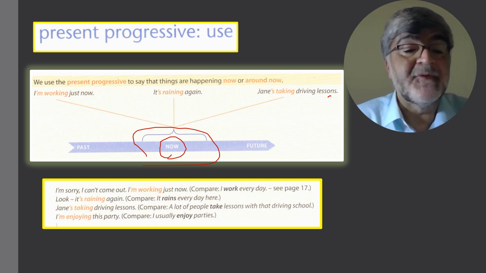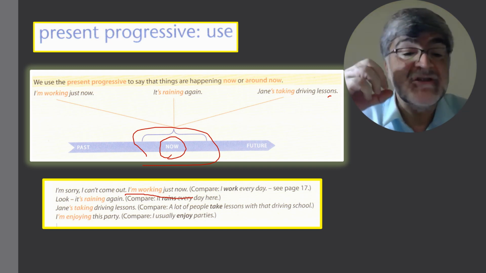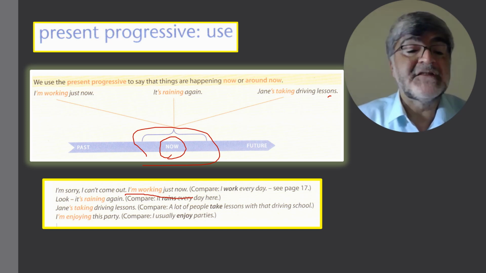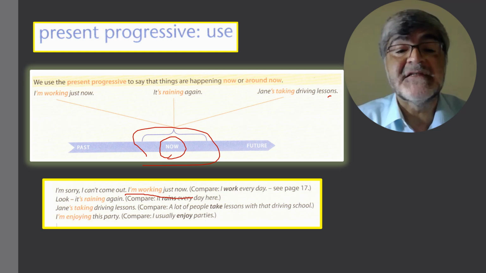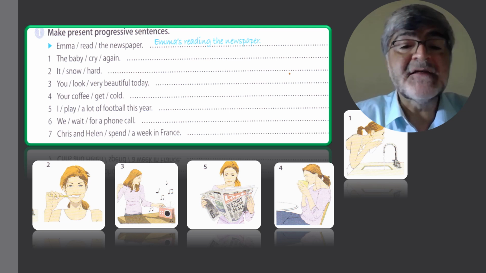There are some examples here to read. I'm sorry, I can't come out. I am working just now. You see that it's talking about just now. But sometimes you can talk about things which are not happening now, but can happen around now. For example, as in this example that you could see, Jane's taking a driving lesson. Now, there are some more practice.